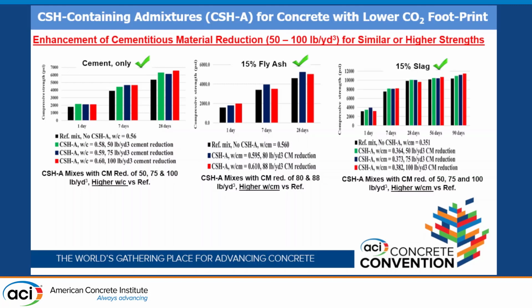For the case with 15% slag, you can see here that again we increase the water cement ratio compared with the reference mix, and we were able to reduce 50 pounds, 75 pounds, and 100 pounds per cubic yard of total cementitious materials. And we are able to achieve similar strength at 1 day up to 90 days. It keeps going, okay? We have also tested at 1 year. It's still good, okay?